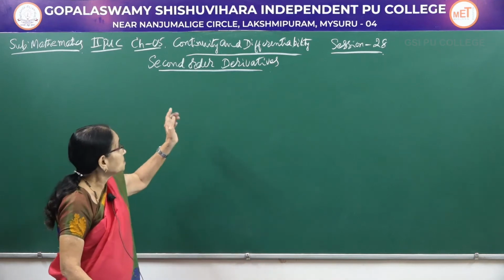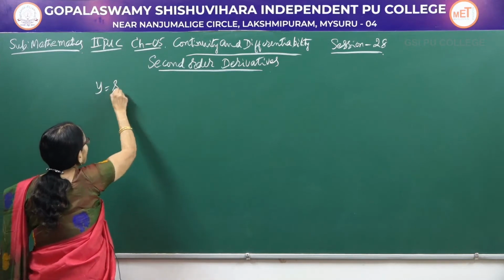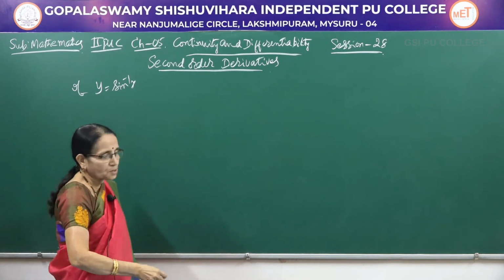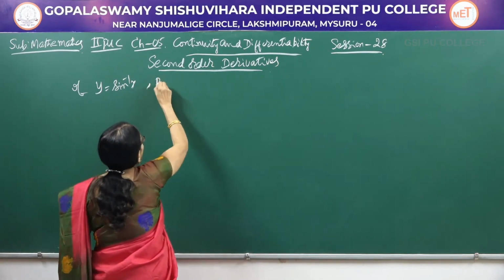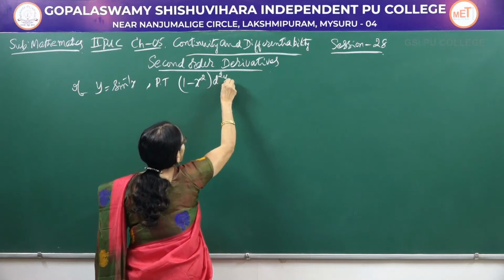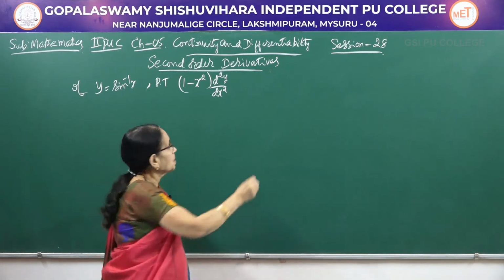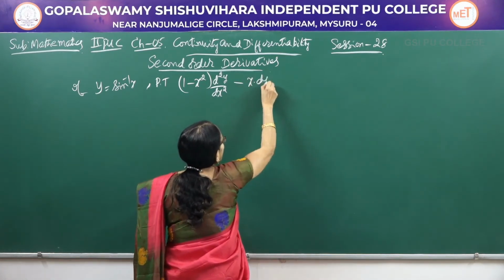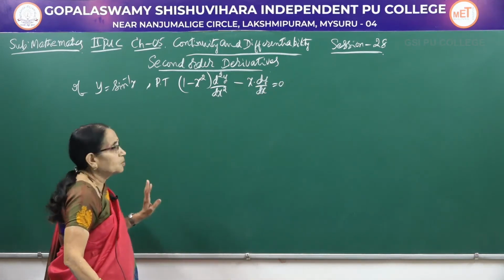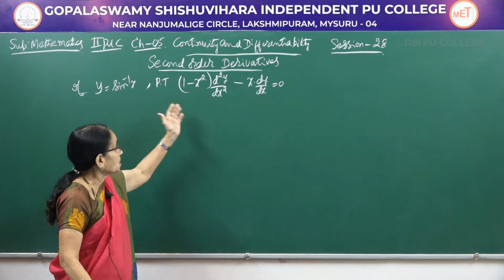Listen. Now here, second order derivative only. So first problem, let me consider the first problem. If y is equal to sin inverse x, prove that 1 minus x square into d square y by dx square minus x into dy by dx is equal to 0. So, y equal to sin inverse x is given, and this is the result we have to prove. You have to prove this result.